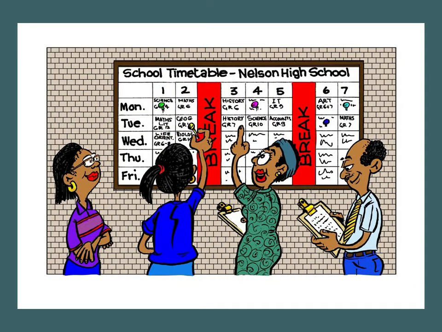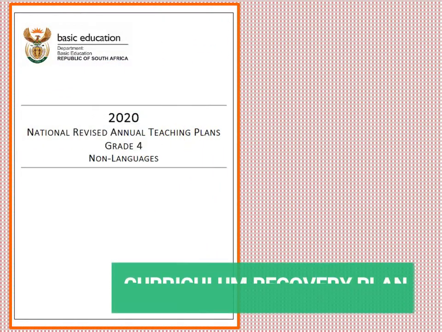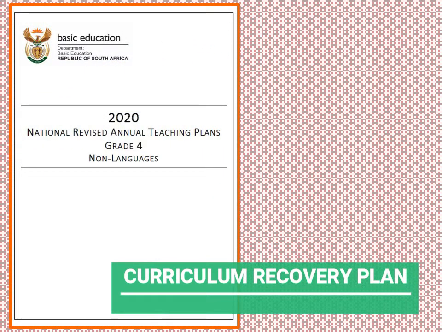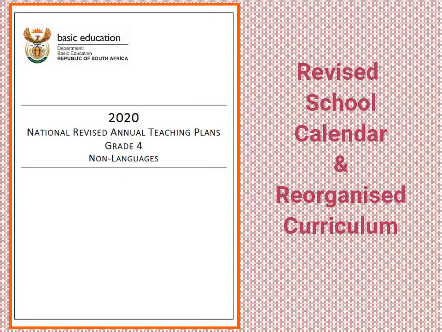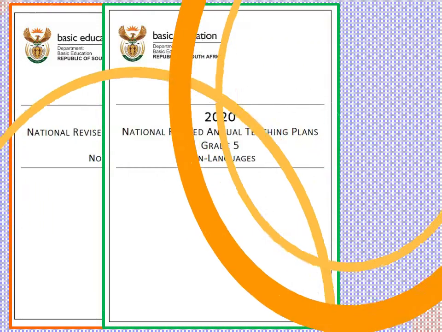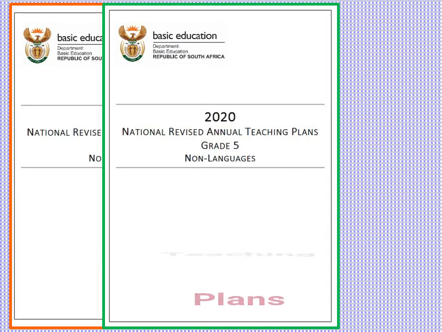What was a meticulously planned 2020 school calendar was turned on its head by the COVID-19 pandemic and the resultant lockdown. The Department of Basic Education has put together a curriculum recovery plan in order to mitigate the impact of the lockdown. This plan proposes a revised school calendar and a reorganized curriculum. The reorganized curriculum is set out in revised teaching plans for each grade.